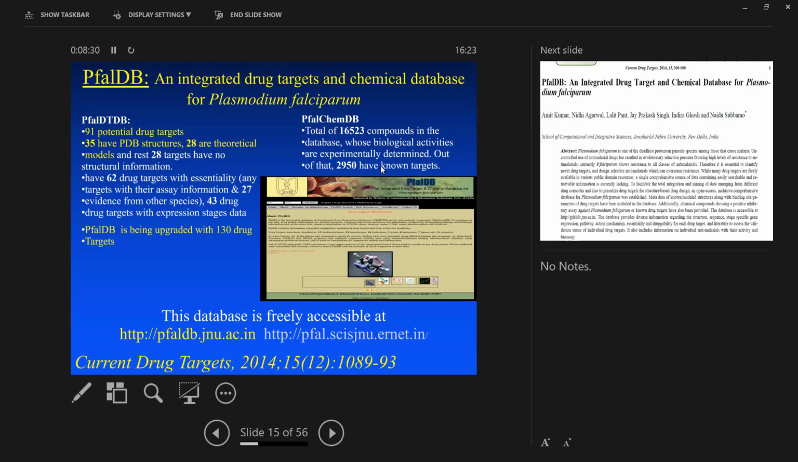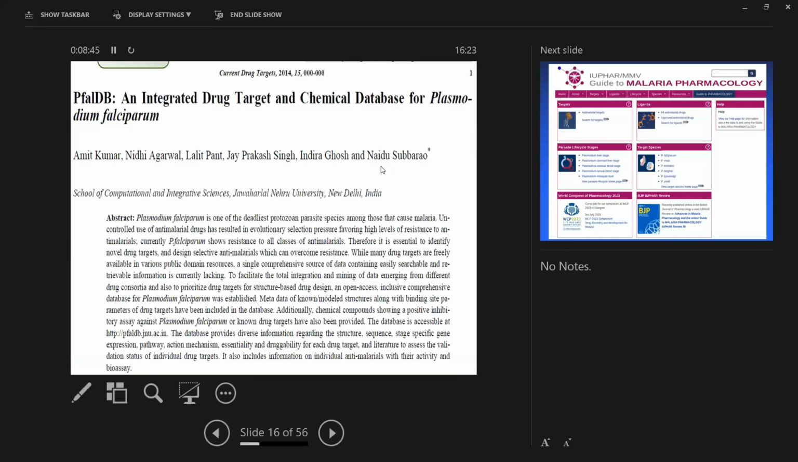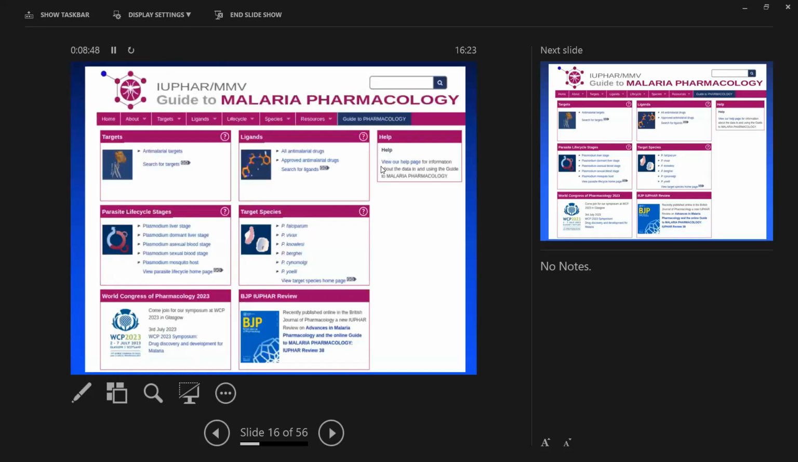Another 30-40 targets we identified newly from the KMBL, and we are putting them into the database, which may be available. For technical reasons, the data is not available at the moment. We'll try to make it available very quickly. And this is the publication in Current Drug Targets.